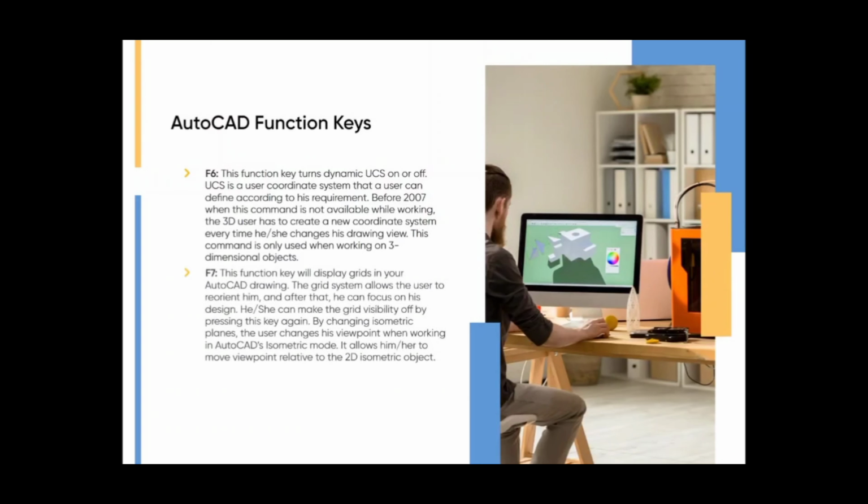F6. This function key turns dynamic UCS on or off. UCS is a user coordinate system that a user can define according to his requirement. Before 2007, when this command was not available, the 3D user had to create a new coordinate system every time he or she changed his drawing view. This command is only used when working on 3-dimensional objects.